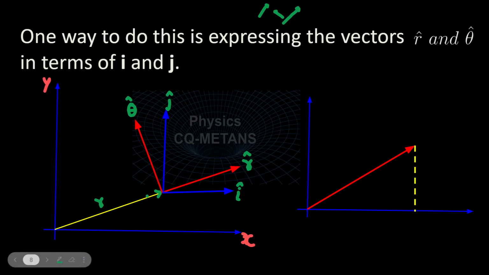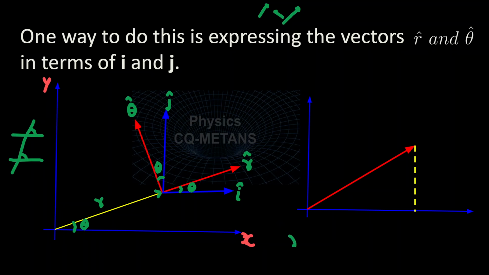Now this vector r is at some angle theta from the x axis. So if this is the angle theta, then this will also be the angle theta, because these two are parallel lines, the x coordinate and this i, and this is the transversal. So if this is theta, then this should be theta, corresponding angles.